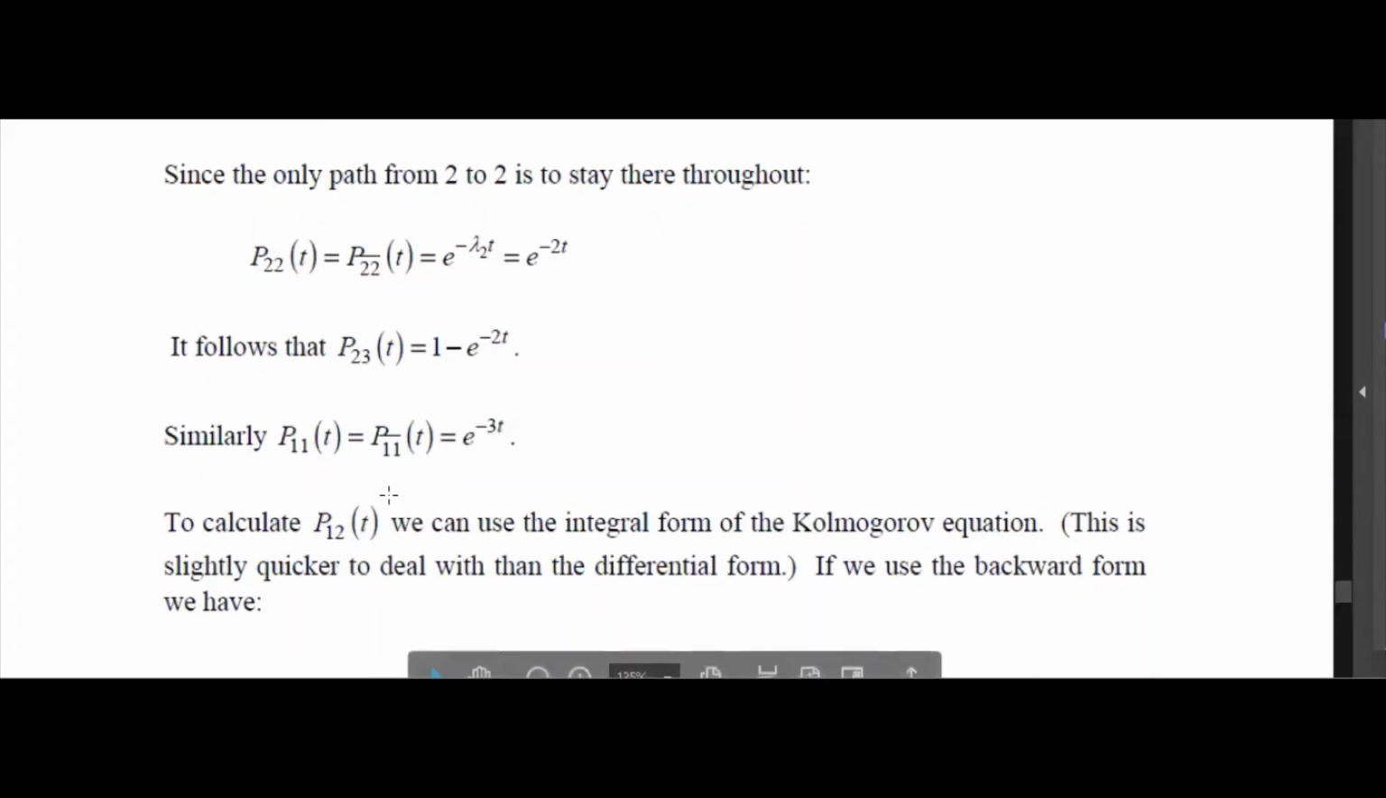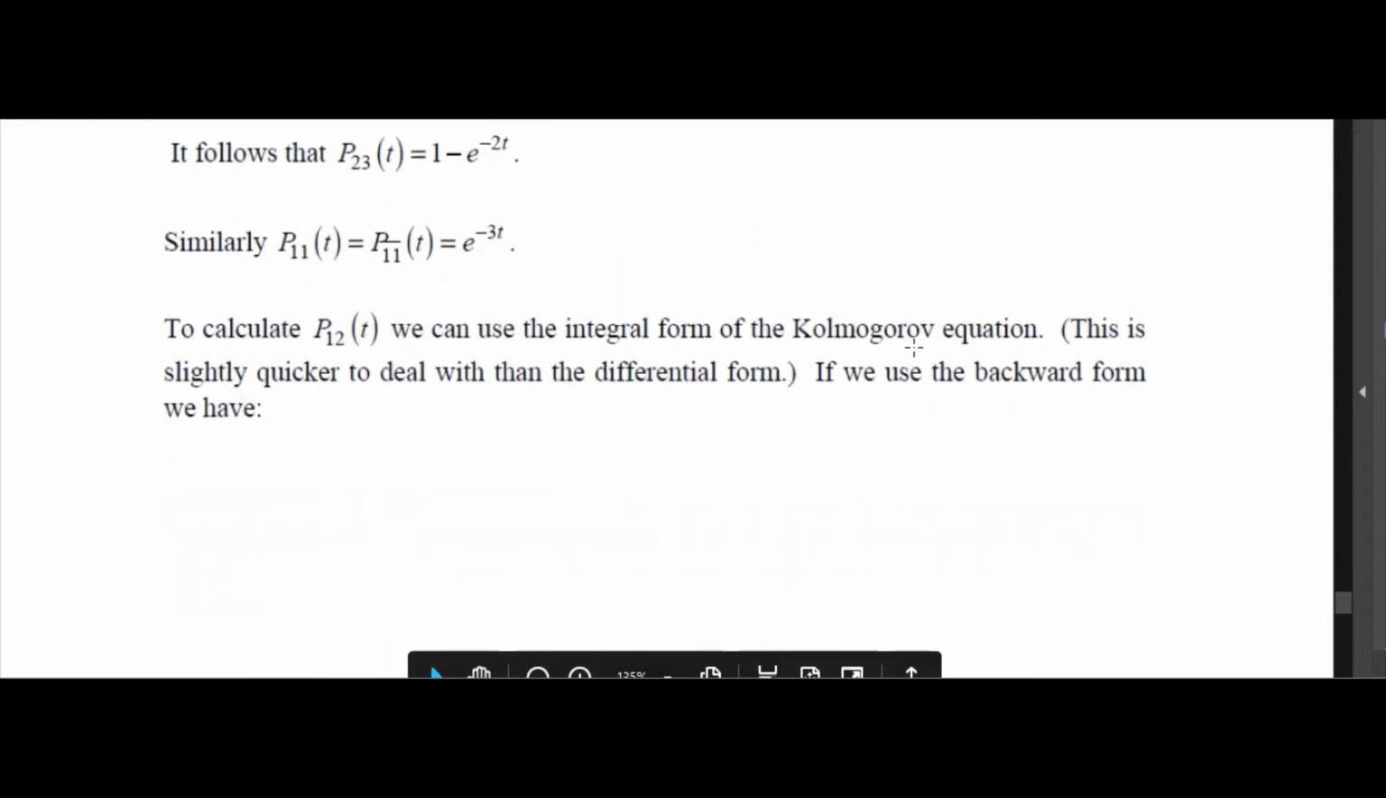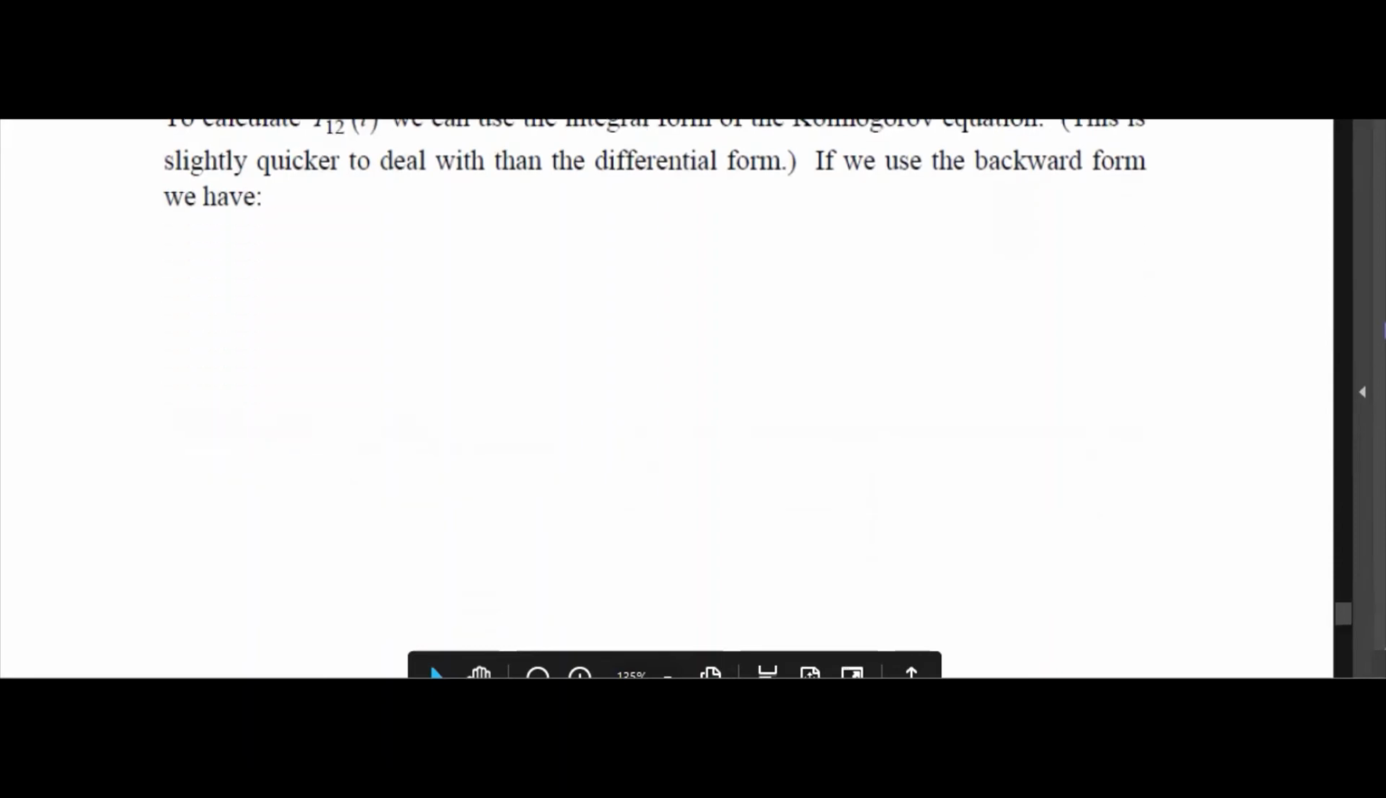Now P12 is not known. You have to find this one. And for this, what is used here? Integral form of Kolmogorov's equation. So when I sent this solution, that time I remember I didn't teach. Today we discussed that, so how to use Kolmogorov's integral equation here. This was the solution.